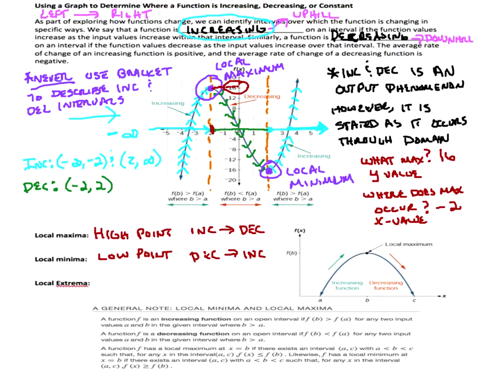Together, these are called extrema. So when you use the word extrema, you're talking about maxes and mins. That's just kind of the general term for the high and the low points. Neither one of them specifically.